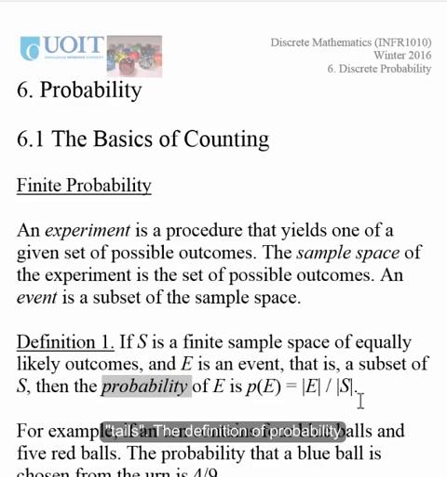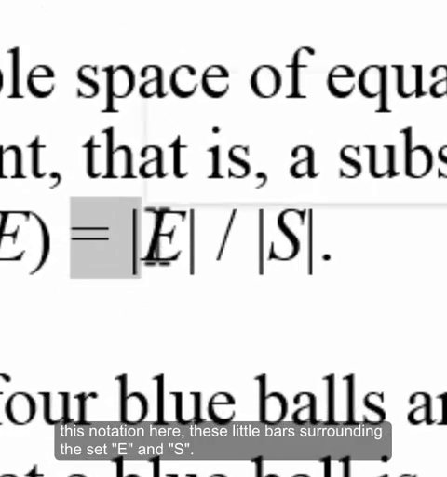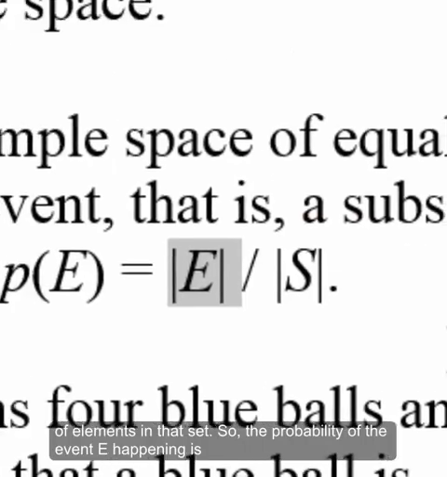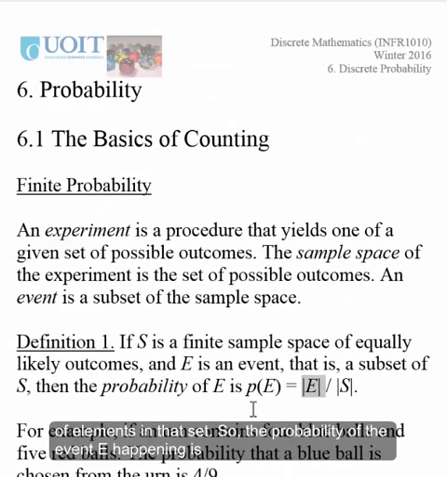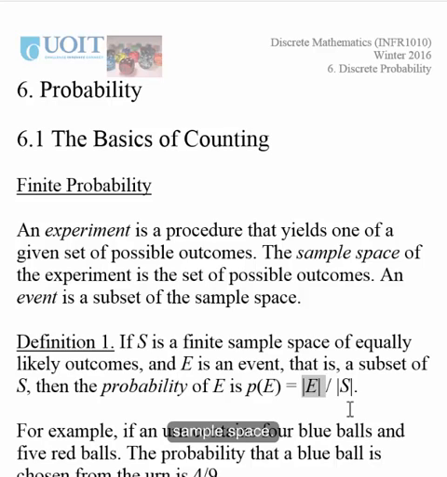The definition of probability involves the concept of event. Remember that an event is a subset of the sample space. And here, this notation, these little bars surrounding the set E and S, they mean the cardinality. And the cardinality means the number of elements in that set. So the probability of an event E happening is equal to the cardinality of that set E divided by the cardinality of the sample space.